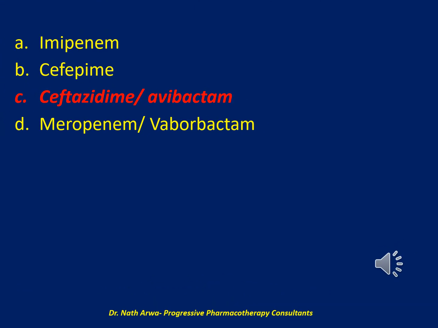And the correct answer is C, ceftazidime avibactam. OXA-48 can cause carbapenem resistance and is not inhibited by vaborbactam. CTX-M is an ESBL that may cause cefepime resistance. Therefore, ceftazidime avibactam is most likely to exhibit in vitro susceptibility. Kindly advance to the next question, please.